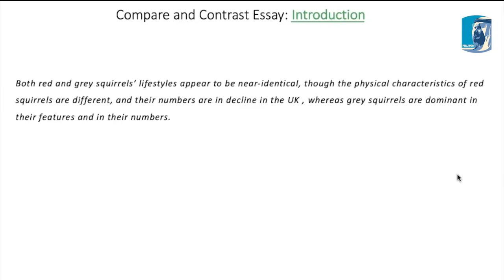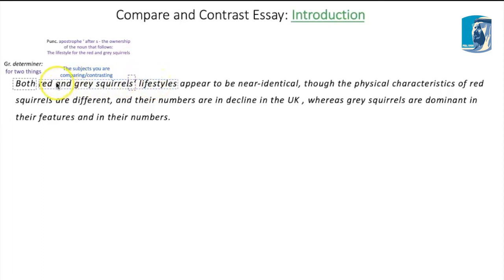Here is the end of our introduction, so the last parts of our introduction, so both red and grey squirrels' lifestyles. As you can see now we are getting into our thesis statement where it's going to be very clear what our essay is going to compare, both of them, the two subjects we're comparing and contrasting. So it's the red and grey squirrels. Use the apostrophe after S when you are showing ownership. So we are comparing their lifestyles, so this lifestyle belongs to both the red and grey squirrels, so that apostrophe after S shows ownership.